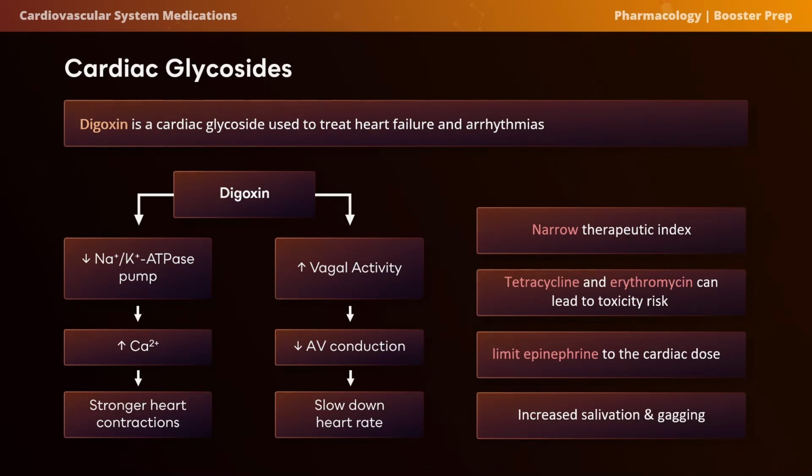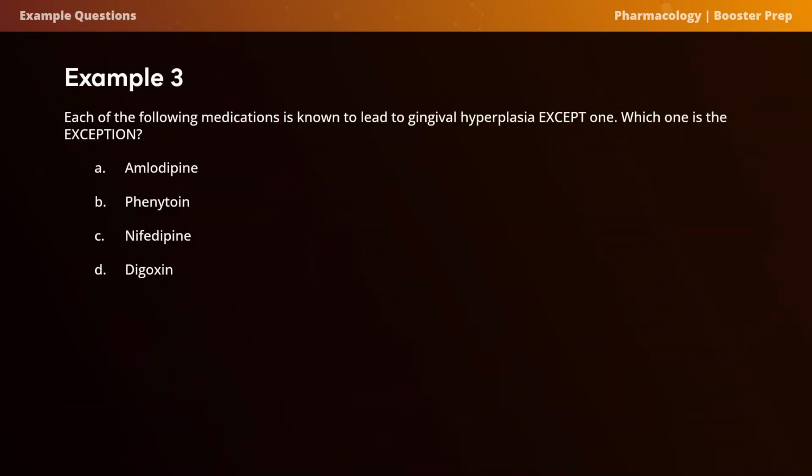Okay, and this leads us to our third practice problem. This problem reads, each of the following medications is known to lead to gingival hyperplasia except one. Which one is the exception? Now I'll give you a minute to pause and think about your answer.